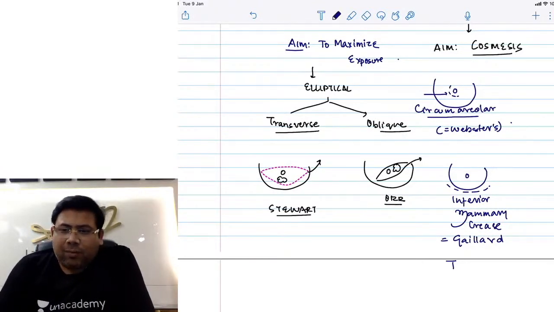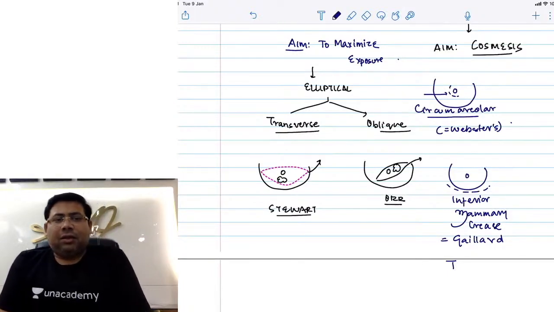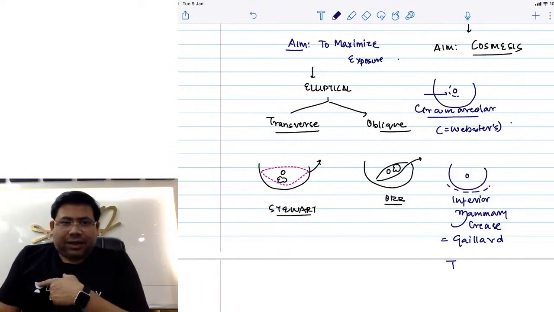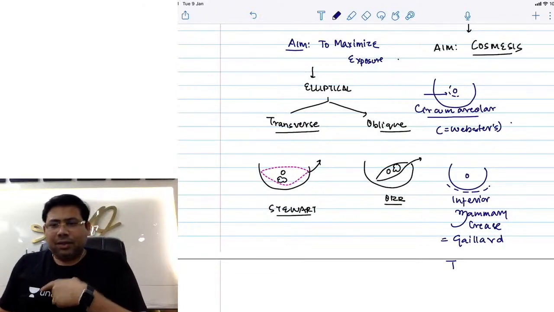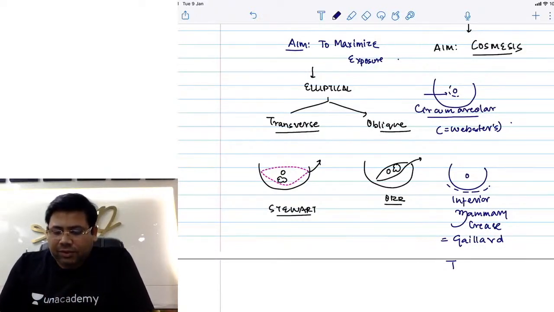The nipple areolar complex is paired. Take this Unacademy logo to be the nipple areolar complex. I will make the incision around this; I will not cut it. Is that clear? So the inframammary incision is the Gaillard-Thomas incision.